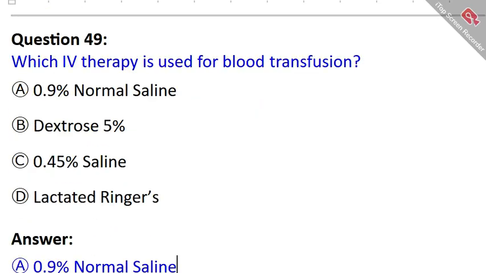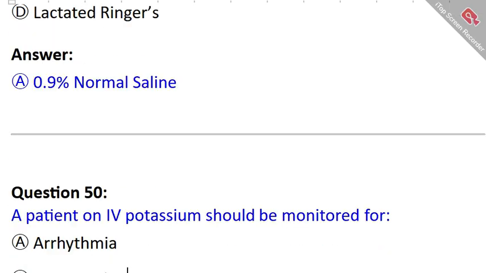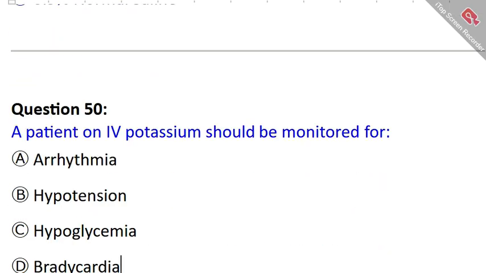So in this scenario, the correct answer is normal saline 0.9%, which is used for blood transfusion therapy. Let's move to the last question of this practice test: a patient on IV potassium should be monitored for what? What will the nurse monitor if the patient is receiving IV potassium?